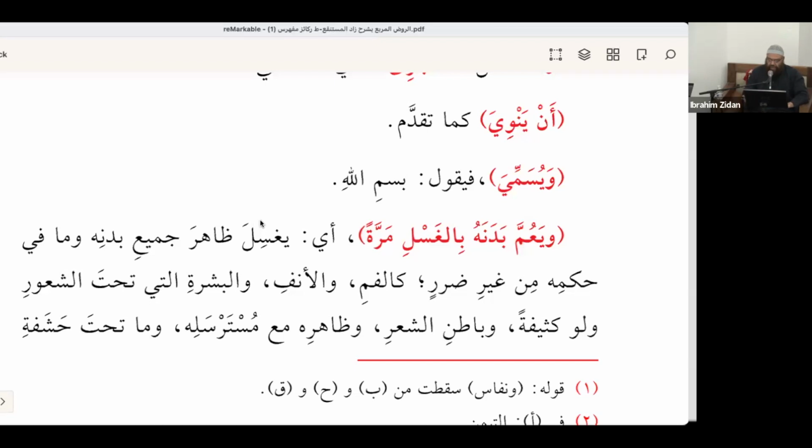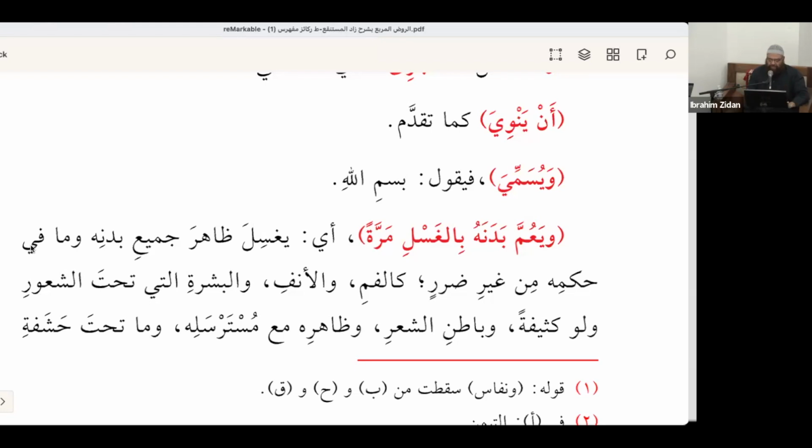وما تحت حشفة أقلف إن أمكن شمرها. As we said in the books, you would find all kinds of specific things to make sure that things are understood, even what is meant by وَيَعُمَّ بَدَنَهُ بِالْغَسْلِ مَرَّةً. The entire body has to be covered. So it means the entire body, everything.